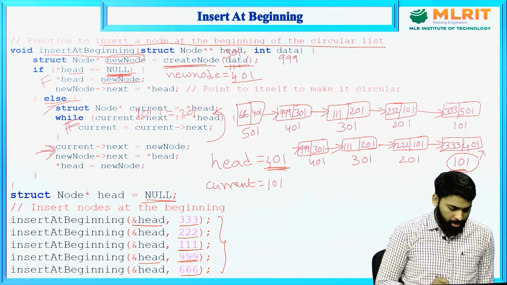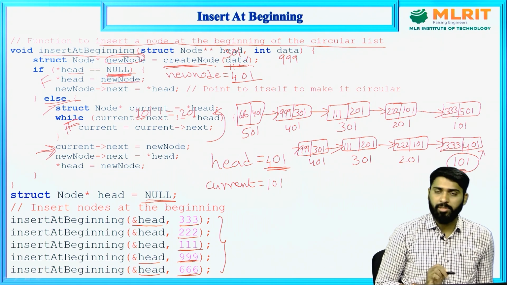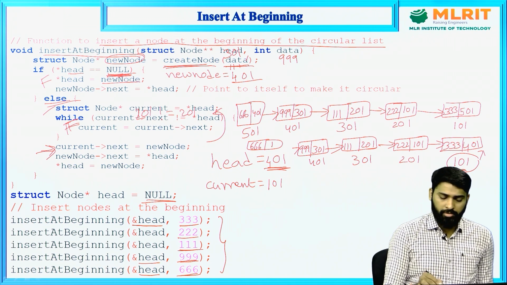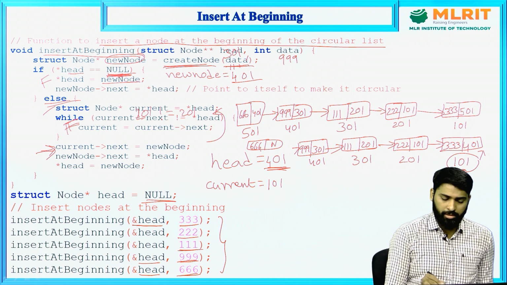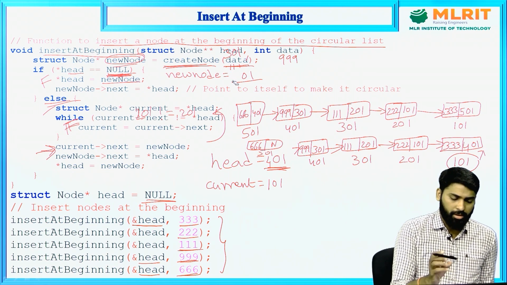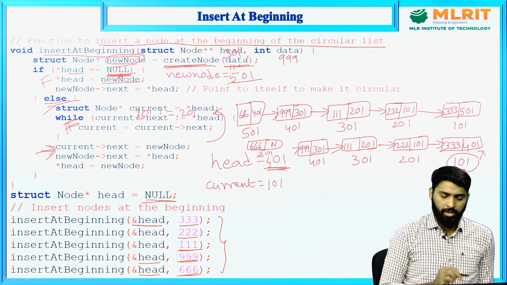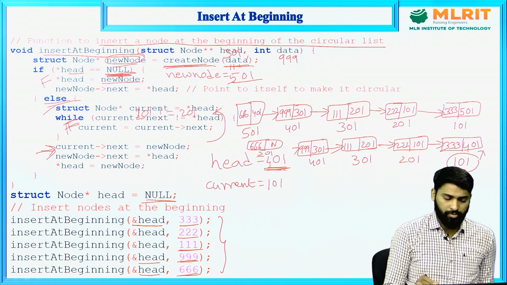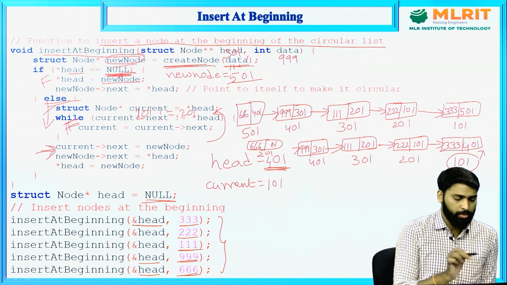Next, again I call insert at beginning, head, 666. Now another node is created. Data is inserted in the data part and next will be null. Let us assume the address is 501, that is assigned to new node now. Now what is the new node? 501. Now we are going to check head equals to null. No, it is 401. So we move to this else block.